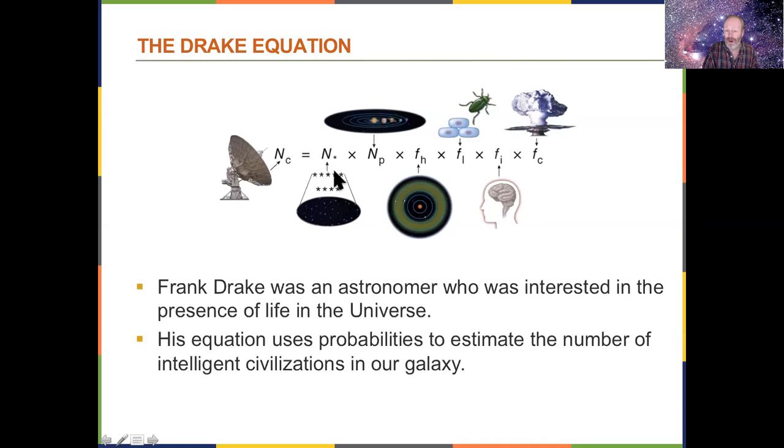How many of those stars have planets? How many of those planets are in habitable zones? How many of those planets in habitable zones have life that forms? How many of those life forms actually develop intelligent life? And how many of them succeed in not blowing themselves up? Because during the Cold War, that was a persistent fear.